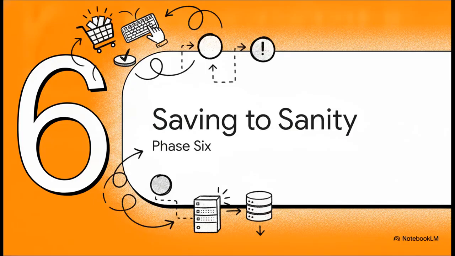Section 6. Saving data back to Sanity. This brings us to the final phase of our circular data journey. The user has added products, they've typed in their personal details, and they hit Submit Order. We now need to take all that front-end data and push it all the way back to our Sanity database.